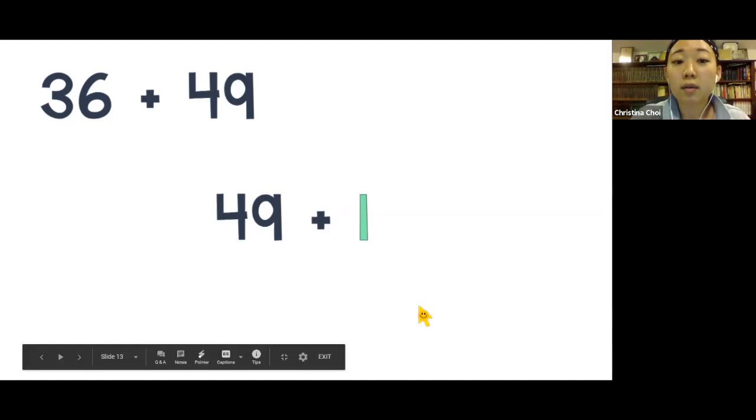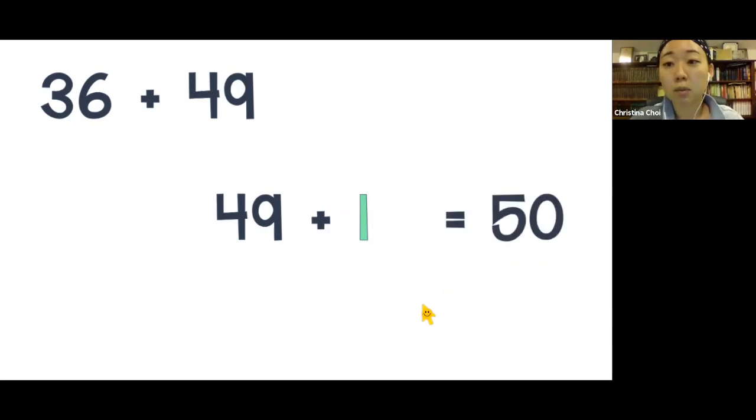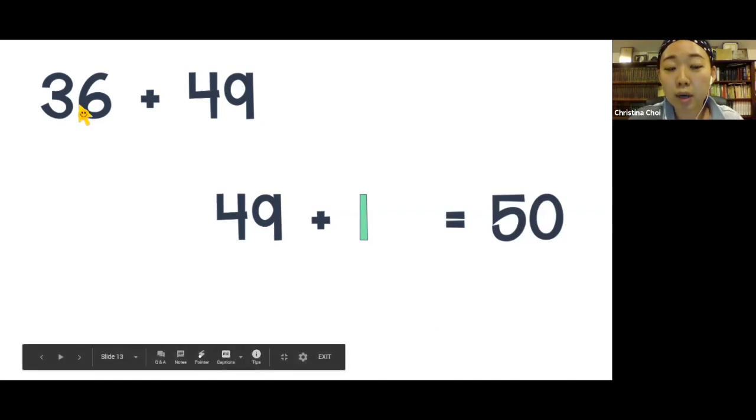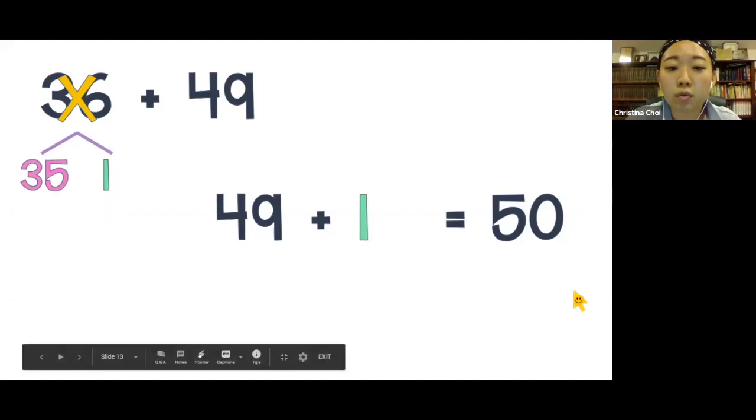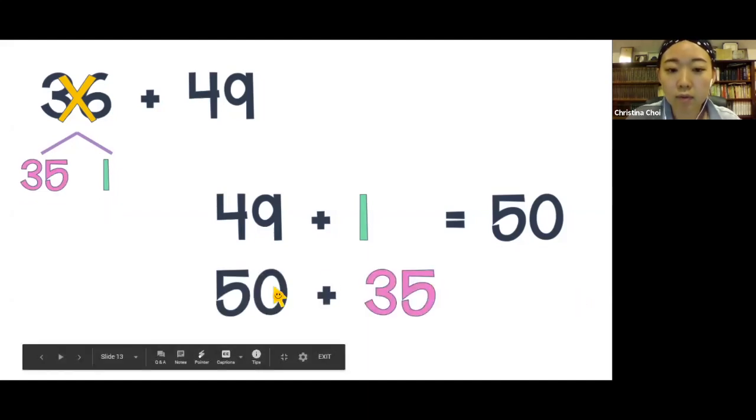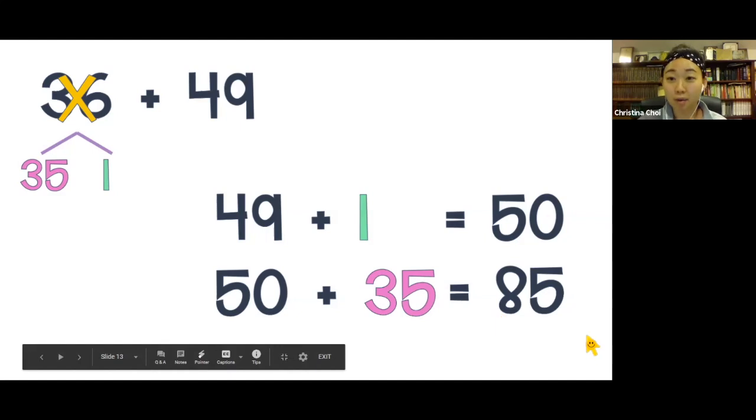You're right. 49 and then 50. 50 is a friendly number to work with. Very good. 50, I had to break off 1 from 36. So we break off 1. What do we have left over? 35. So 50 plus 35. 5 plus 3 is 8, and 0 plus 5 is 5, so we have 85.